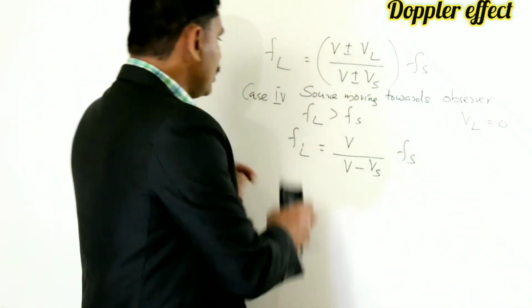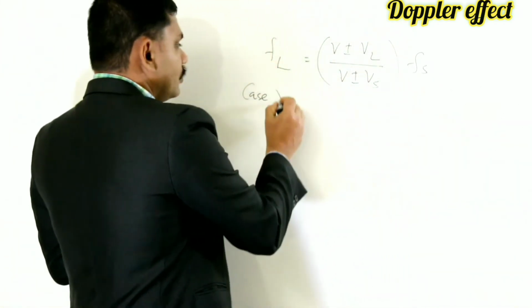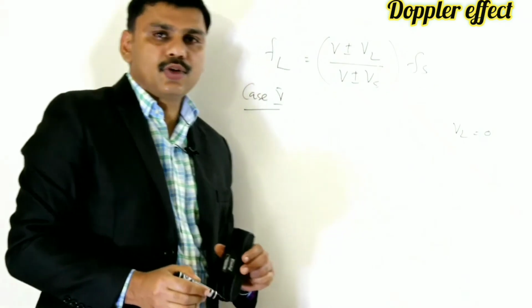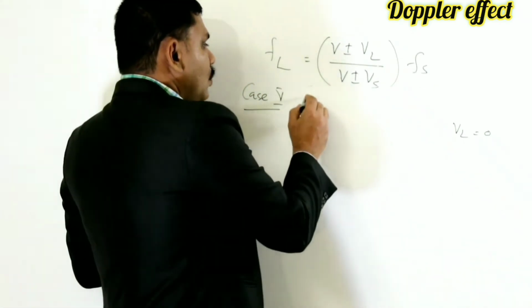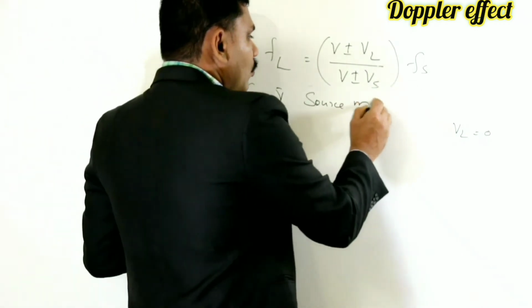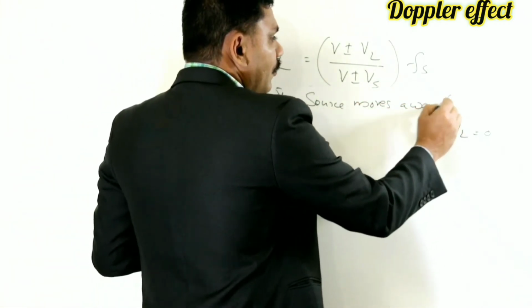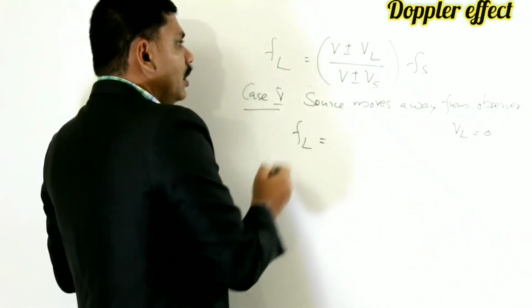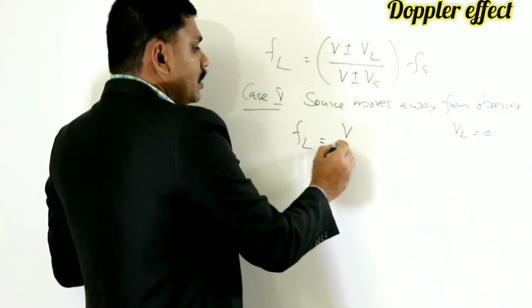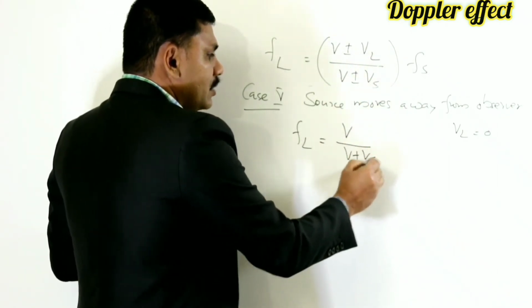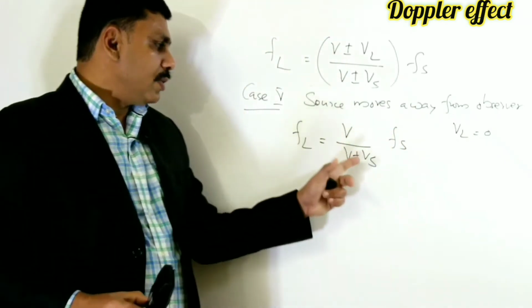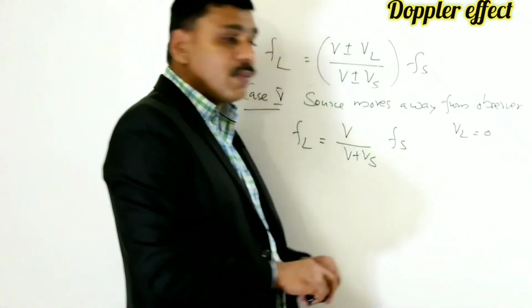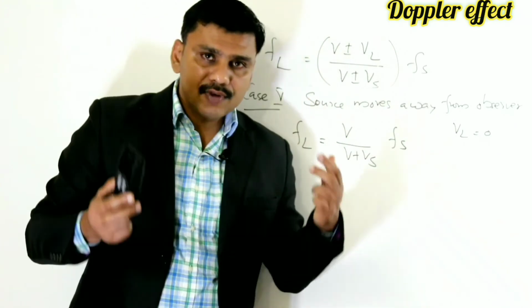You can consider case number 5. VL is 0, that is the listener or the observer is at rest, and the source moves away from the observer. Then this equation becomes FL equal to, VL will be 0, V divided by (V plus Vs) into Fs. So the denominator becomes plus. So these are the different cases related to the Doppler effect.